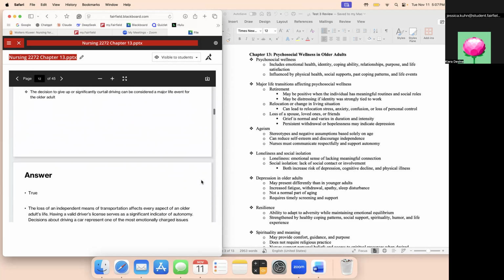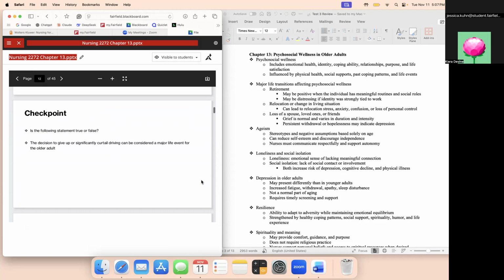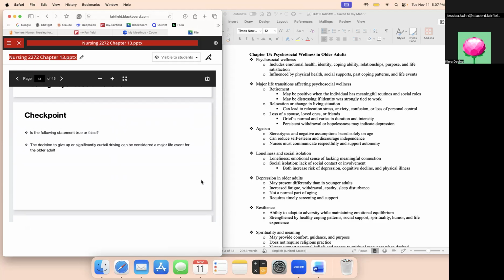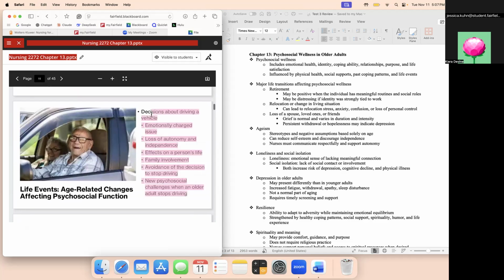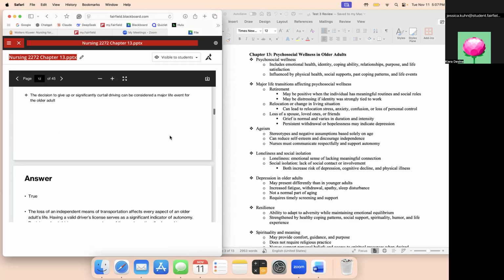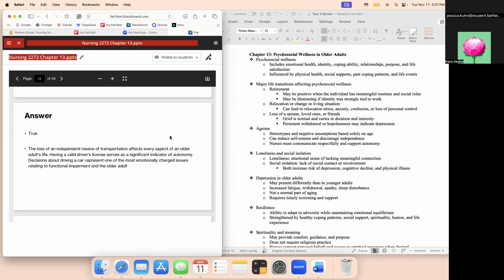So here are those checkpoints again. This one has to do with the decision to give up or significantly curtail driving, which is considered a major life event. It absolutely is. I would delve a little bit deeper into this if there's stuff in the book about it or whatever she said during the lecture.